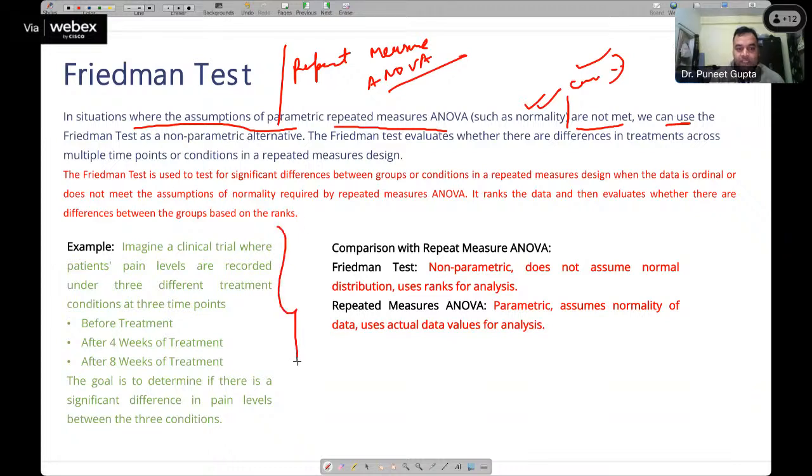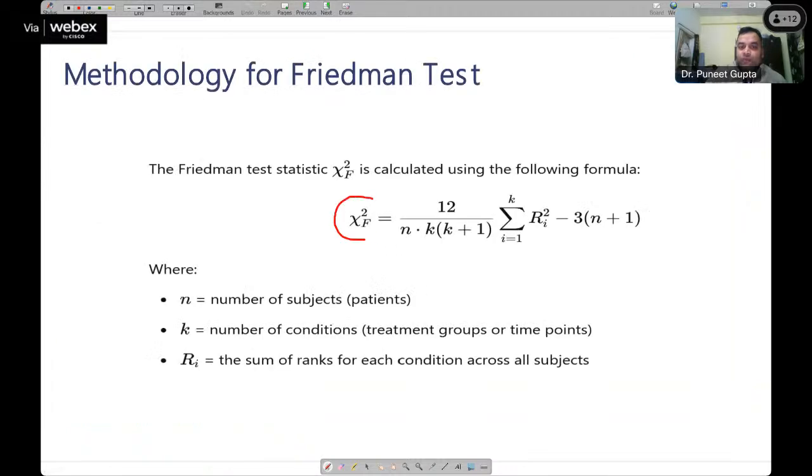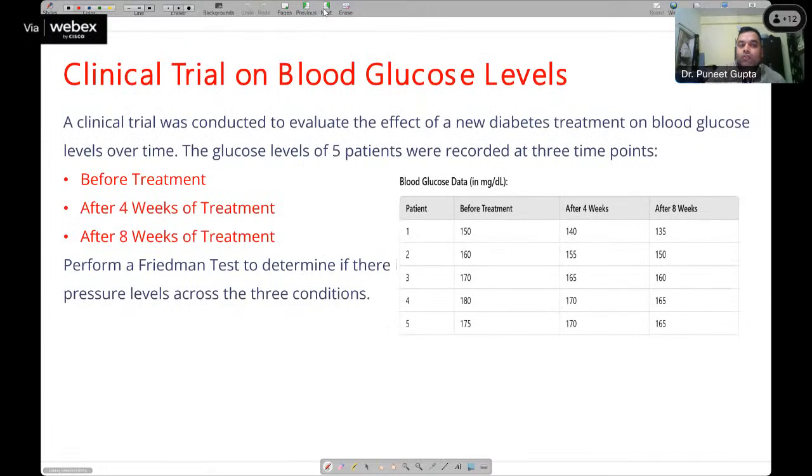For the example, I think it is the same one I used for repeated measure ANOVA. You had treatment: before treatment reading you have noted, after 4 weeks, after 8 weeks, right? So the formula, again like one-way ANOVA, follows the chi-square distribution, and this is the formula for Friedman ANOVA, right? Chi-square. Okay. So again, the same example I have taken, which I explained for repeated measure ANOVA, right? So before treatment readings, after 4 weeks, after 8 weeks, and this is the R code.